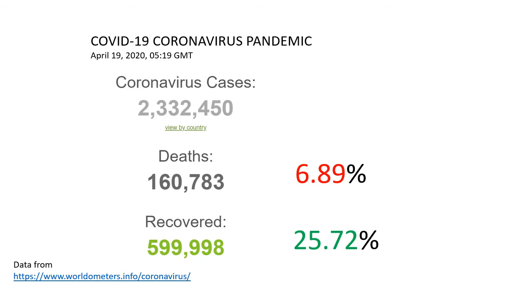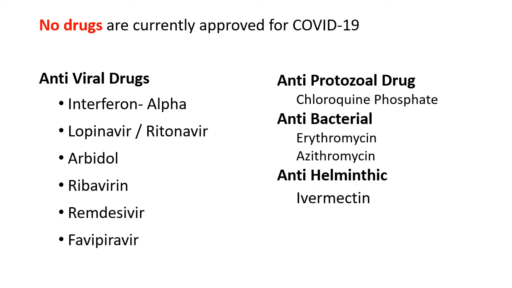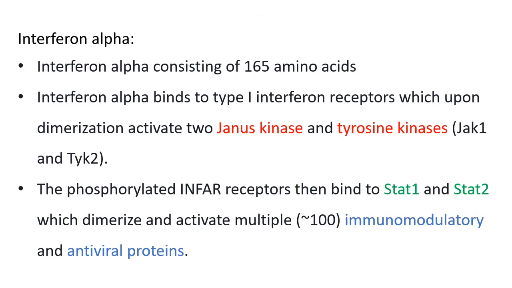COVID is a pandemic infecting more than 25 lakh individuals, with a death rate around 6.89% and a recovery rate around 25.72%. Though there is no drug currently approved for COVID-19, we can use various antiviral drugs like interferons, Ribavirin, and Arbidol, which were previously used in the treatment of hepatitis C virus or influenza virus. Apart from this, we can use antiprotozoal drugs like chloroquine, and antibacterial and anthelmintic drugs even. So we'll go drug by drug.